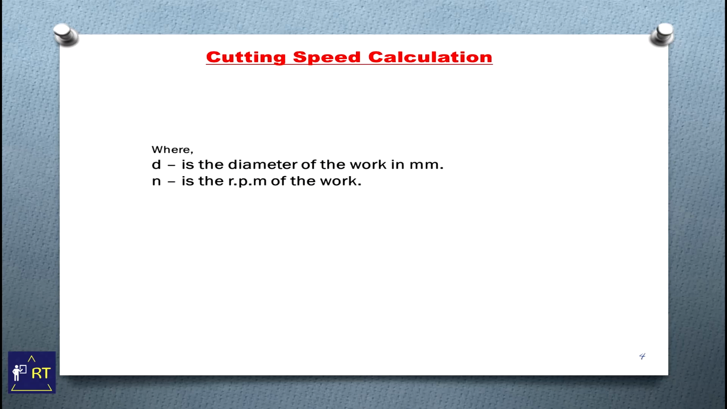Cutting speed calculation. Cutting speed formula. Cutting speed is equal to pi D N by 1000 meters per minute. D means the diameter of the work in mm and N is the rpm of the work.